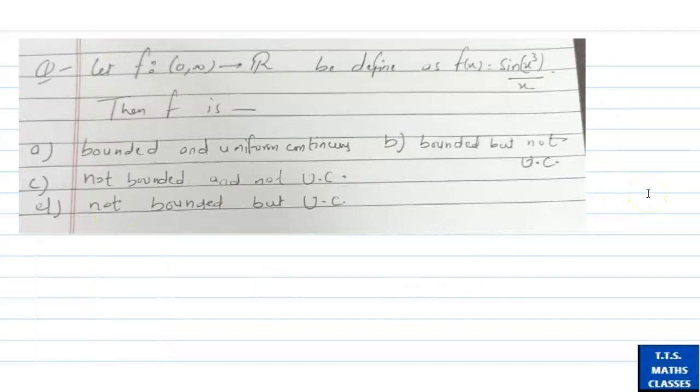For this question, let f from 0 to infinity to R be defined as the function f(x) = sin(x cube) upon x. Here x is not an angle, upon x is the denominator; x cube is the angle of sine. Option A: f is bounded and uniformly continuous. Option B: bounded but not UC, where UC means uniformly continuous. Option C: not bounded and not UC. Option D: not bounded but UC.